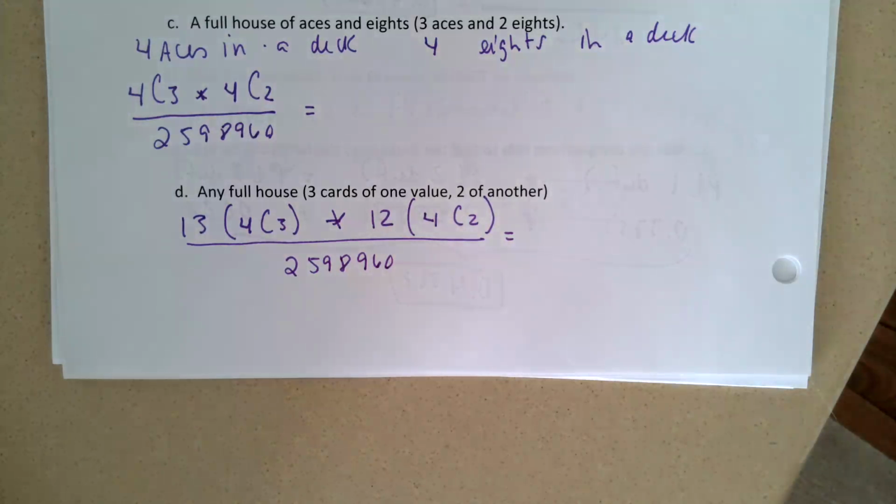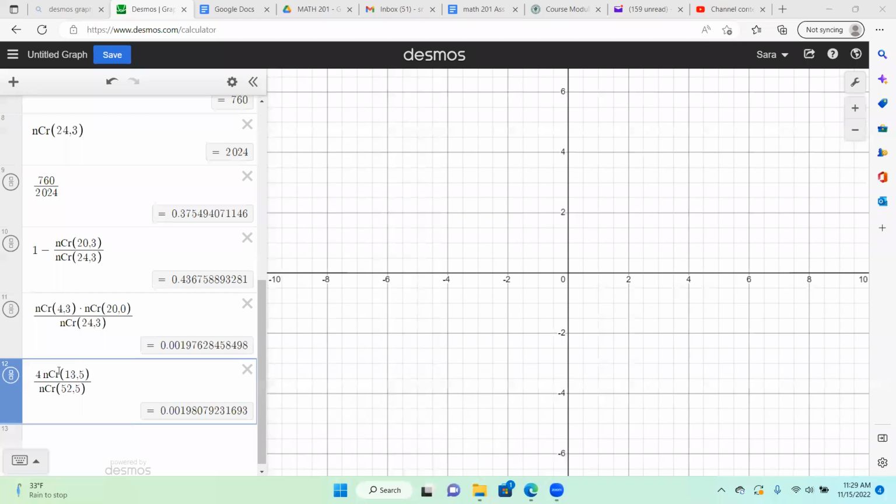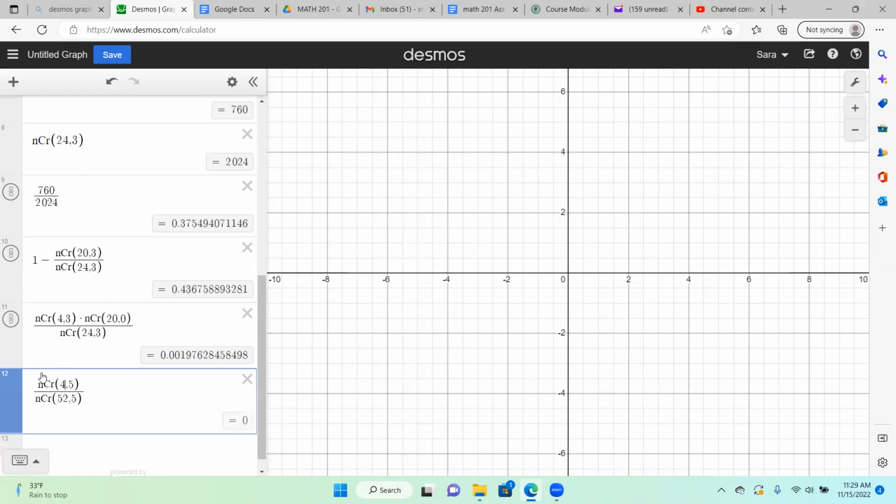So let's go to Desmos to look at that, how they're typed in. So we have four choosing 3.